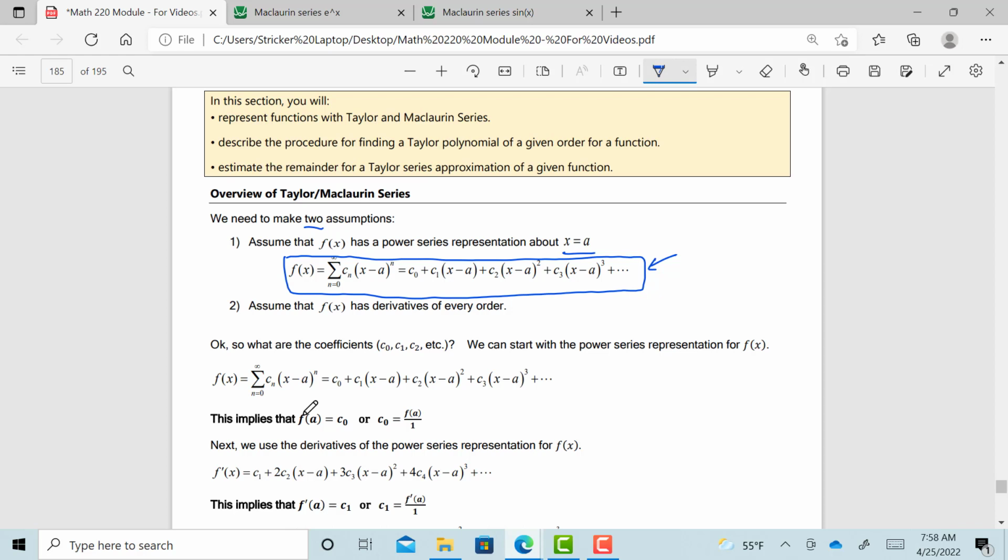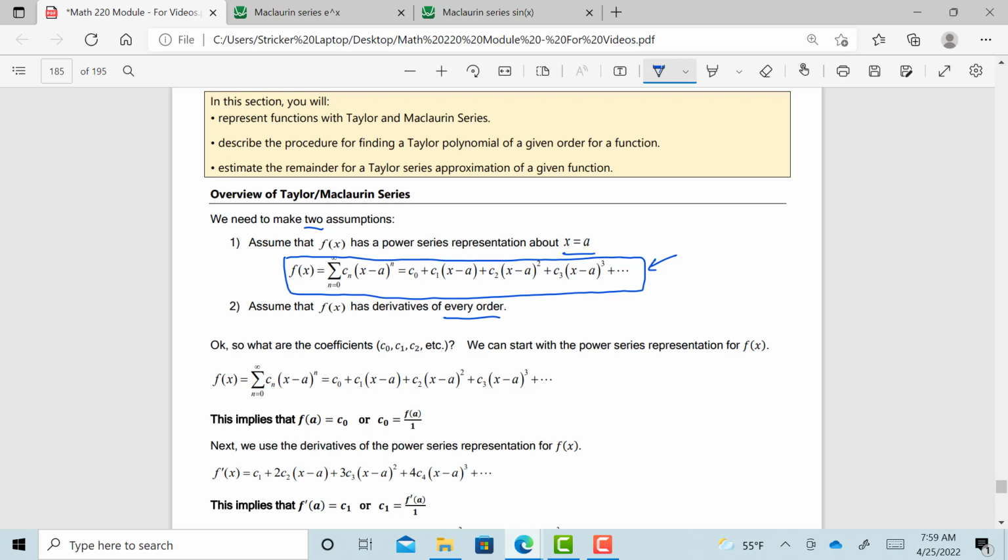Second assumption is that in order to make a Taylor and Maclaurin series, we have to be able to take the derivative of every order. So we need to be able to find the first derivative, the second derivative, the third derivative, the fourth derivative, and so on. We need to always be able to find the derivative.